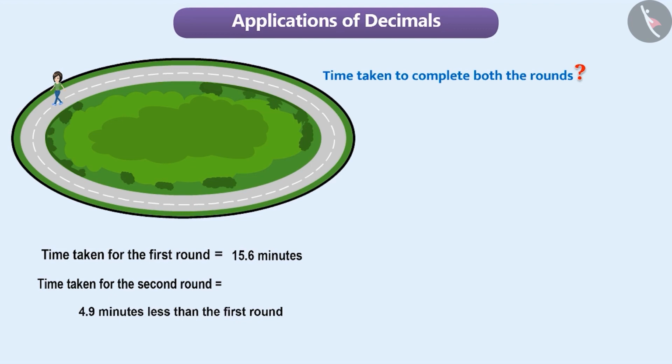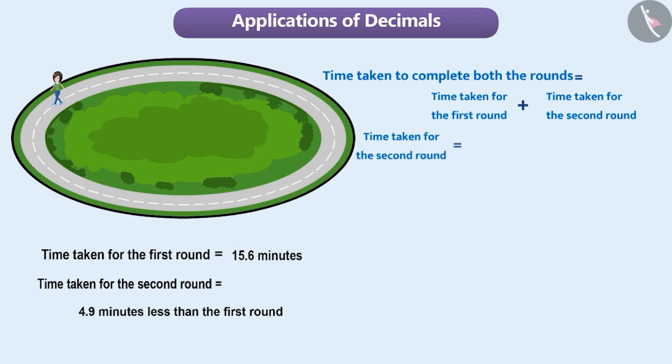We need to find out the total time taken by Manju to complete both rounds. To do this, we have to add the time taken for completing both rounds. It is given in the example that she took 15.6 minutes to complete the first round. To complete the second round, she took 4.9 minutes less than 15.6 minutes. Therefore, to find out the time taken for completing the second round, we have to subtract 4.9 from 15.6. Can you think of how we do this? Think for a while.